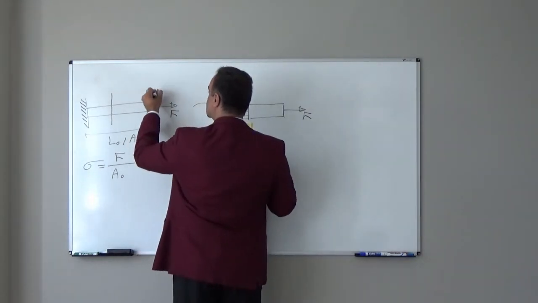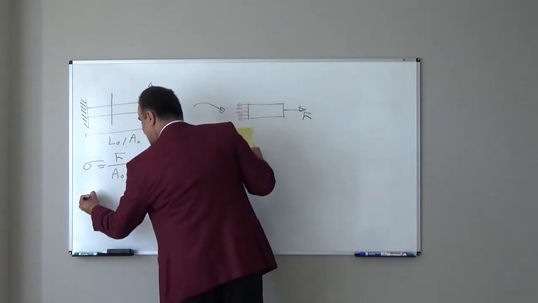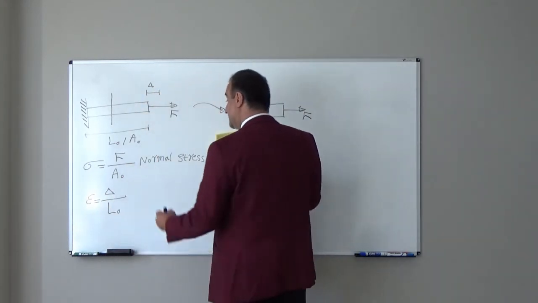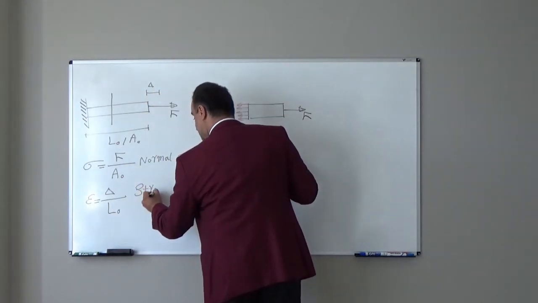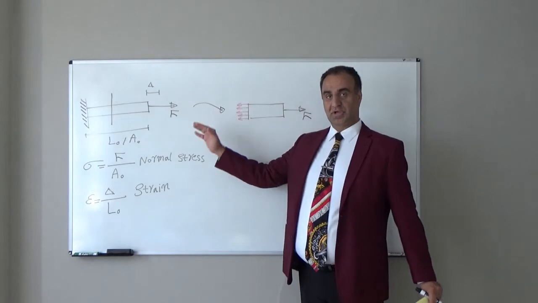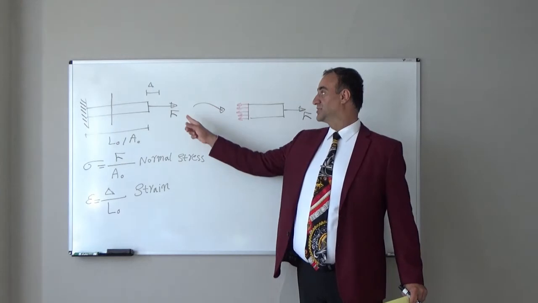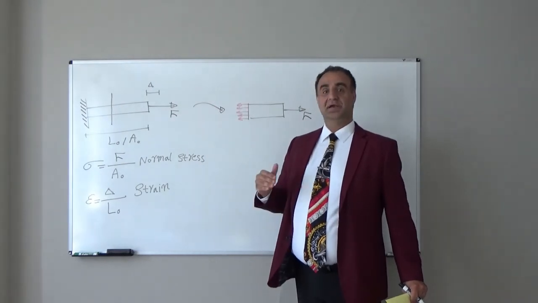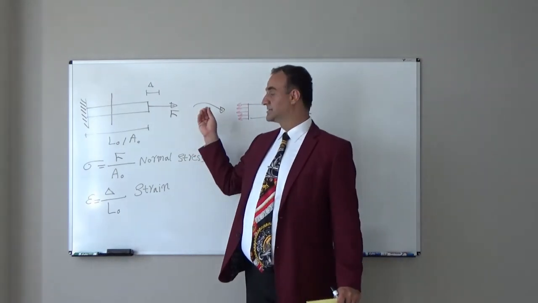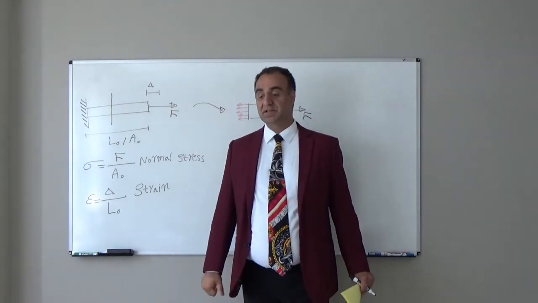Deformation under the effect of this force is delta, and strain is equal to deformation divided by initial length. We call it strain. If our material obeys Hooke's law, it means it is a linear elastic material. Linear means the relationship between force and deformation is proportional, and elastic means once we remove the external load, it will come back to the original shape.